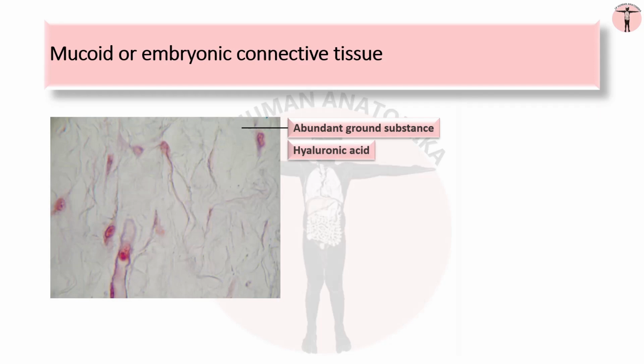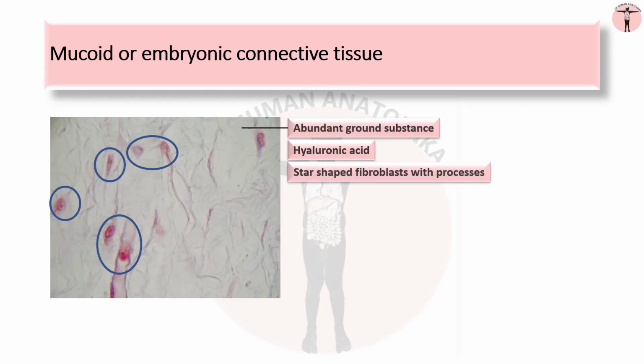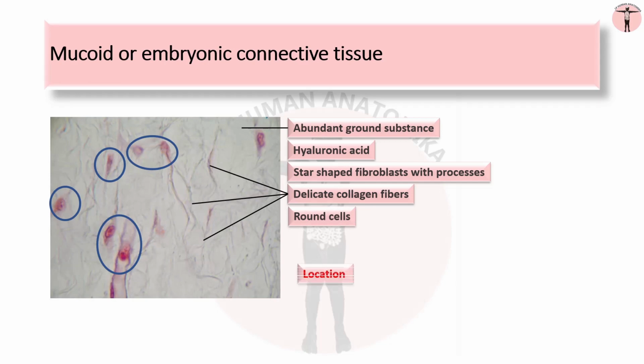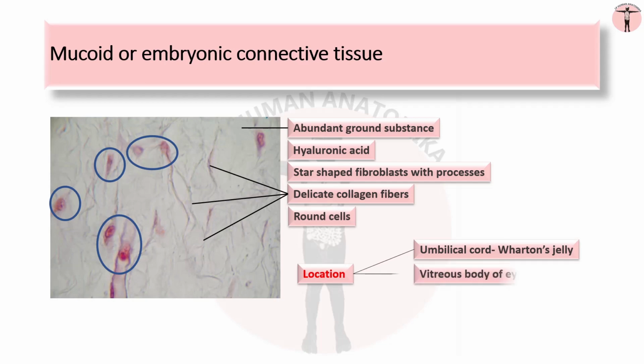Scattered through this ground substance, there are star-shaped fibroblasts with branching processes, some delicate collagen fibers, and also some rounded cells. This kind of tissue is found in the umbilical cord, which is called Wharton's jelly, vitreous body of the eyeball, and pulp of developing tooth.